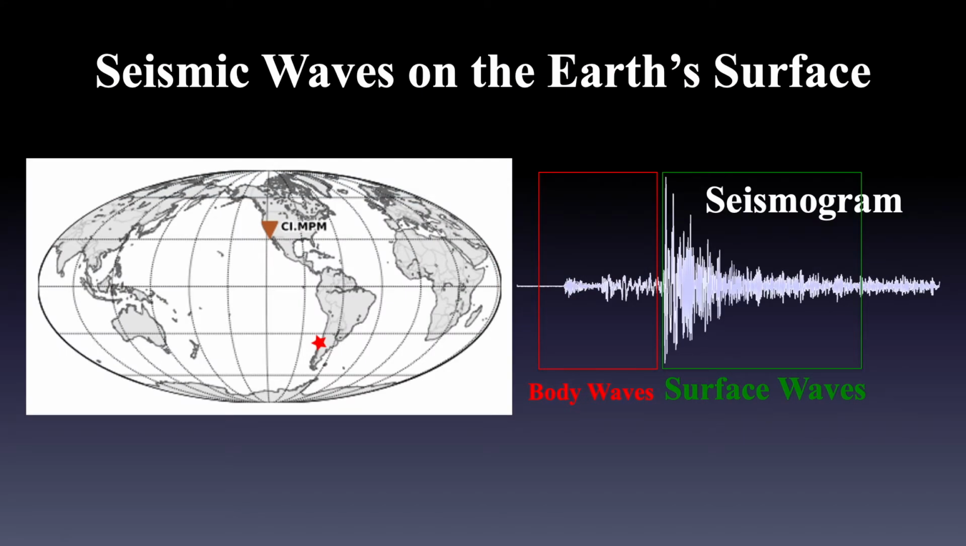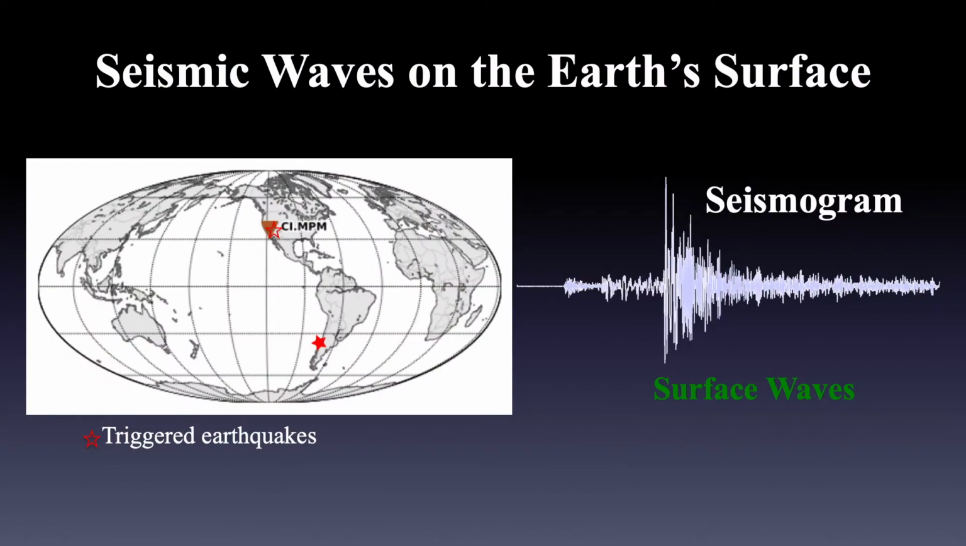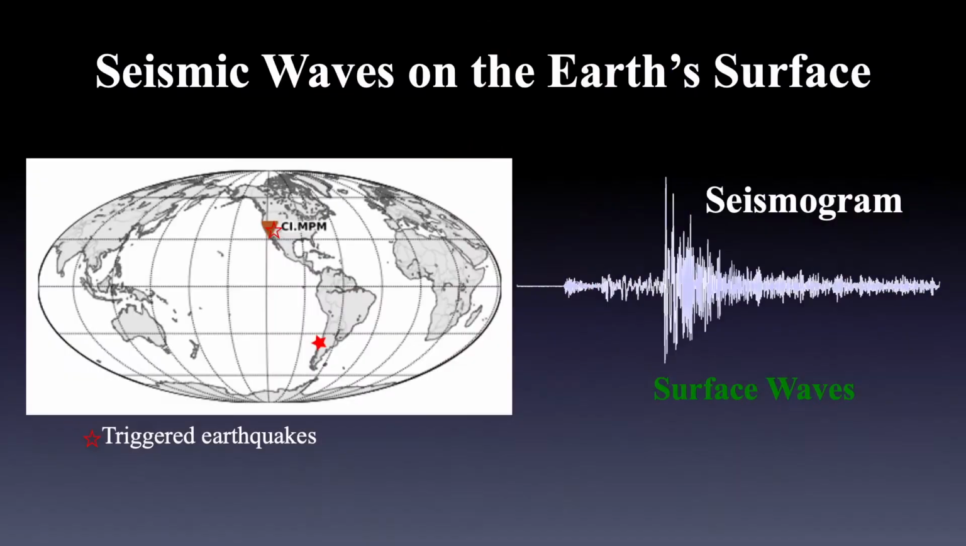When you read a seismogram, there are two main types of waves: body waves and surface waves. Body waves can travel through the Earth's layers, but surface waves can only move along the surface of the Earth. Surface waves have the longest duration and the largest displacements of all the seismic waves. When surface waves travel through a region which is under seismic stress, they may trigger local earthquakes. For example, on the map, a Chile earthquake, the red star, can trigger a local earthquake, the open star, in California.